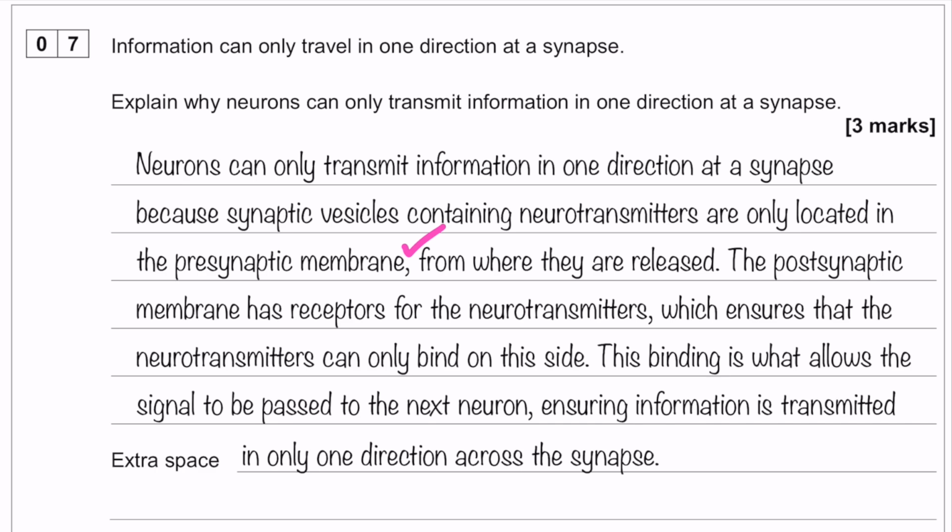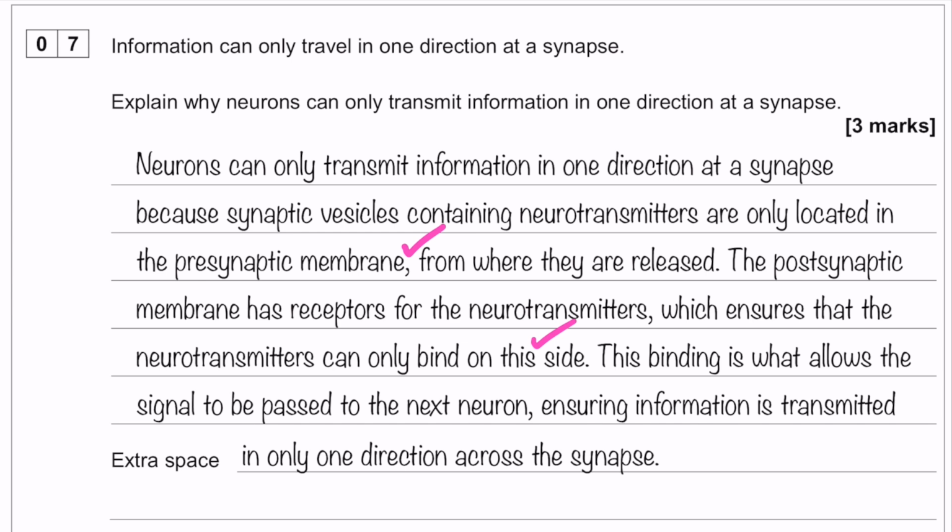Moving on, the postsynaptic membrane has receptors for the neurotransmitters, which means that the neurotransmitters can only bind on that side. Okay, so there are no receptors on the presynaptic neuron, they are only on the postsynaptic neuron. That means that the neurotransmitters can't bind on the presynaptic side, they can only bind on the postsynaptic side. Okay, so there is your next mark.